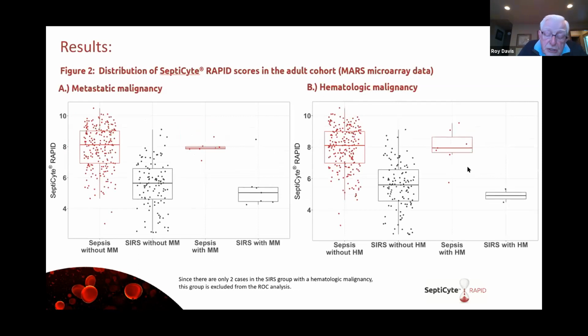We show this group who had metastatic malignancies, similar differentiation of those patients with sepsis with metastatic malignancy and those patients with SIRS with metastatic malignancy. And finally, the group that had hematologic malignancy with sepsis, good scores, differentiating them from the few patients who had SIRS with hematologic malignancy. So I think there's good indication that Sepsis Rapid as a host response test is not impacted by the treatment with these immunosuppressants and/or malignancy presence.